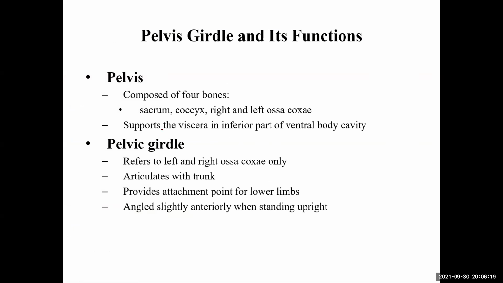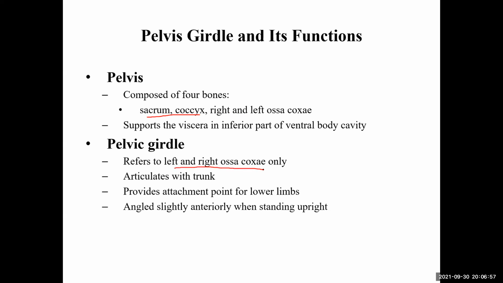4 bones. We've learned of 2 of them. All right, the sacrum and the coccyx, and then both your hip bones, also known as your left and right os coxa. And so this is going to make up the pelvic cavity. All right, the pelvis helps make up the pelvic cavity that holds all of the viscera. Some of your internal reproductive organs, some of your digestive organs, some of your urinary tract organs will be found here in the pelvis.